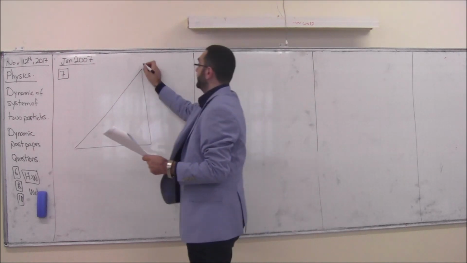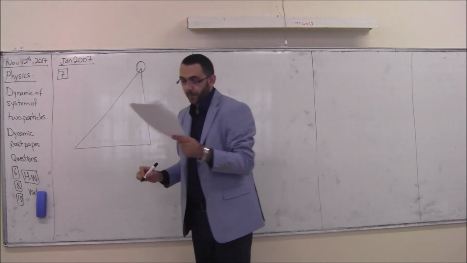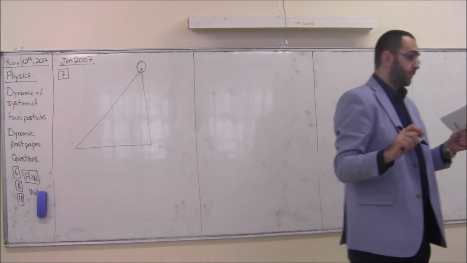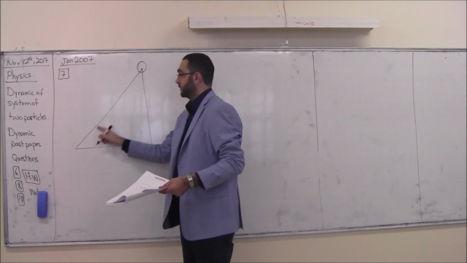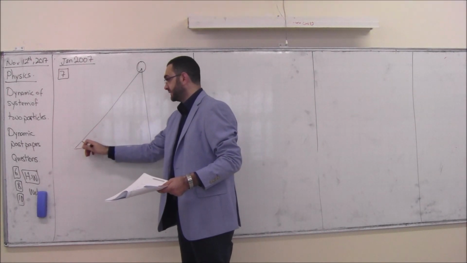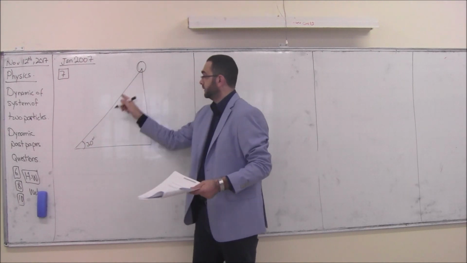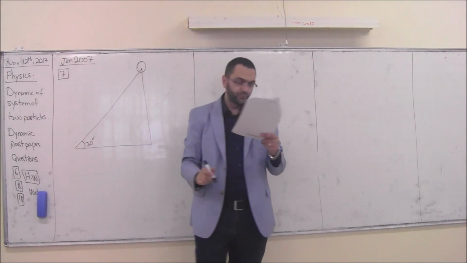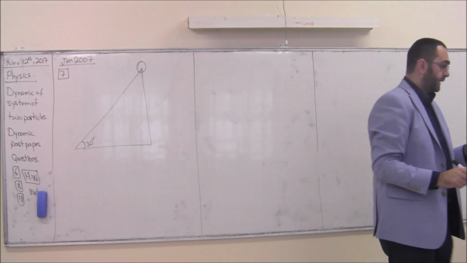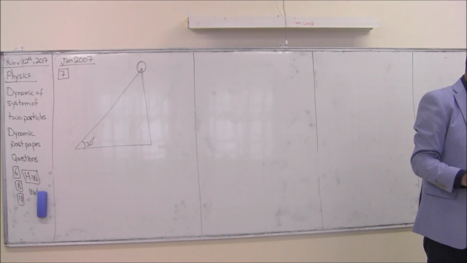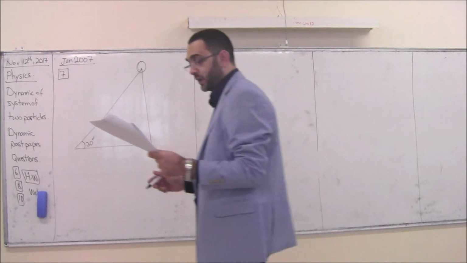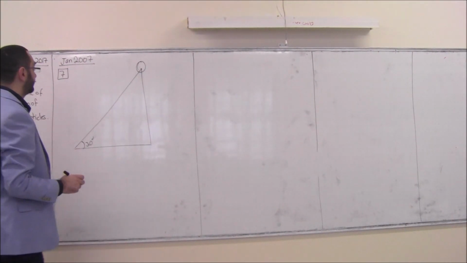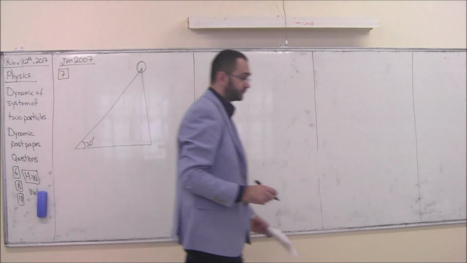Here there is a pulley. The part of the string from P to A is parallel to the line of greatest slope. This is the line of greatest slope, okay? And Q hangs freely below A. The system is released from rest with the string taut.